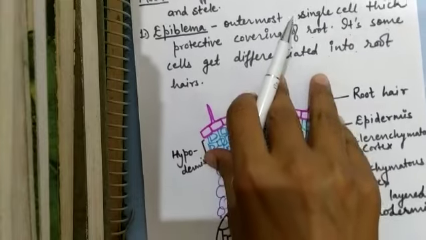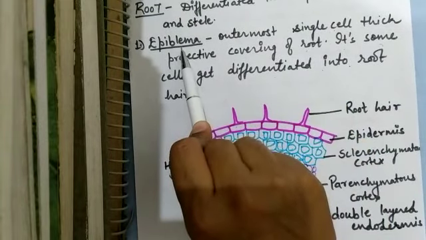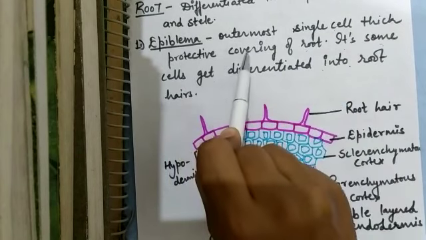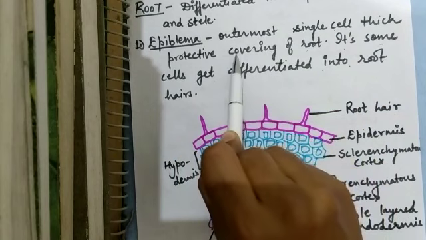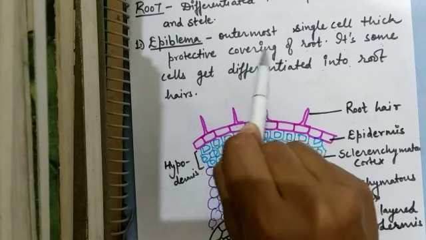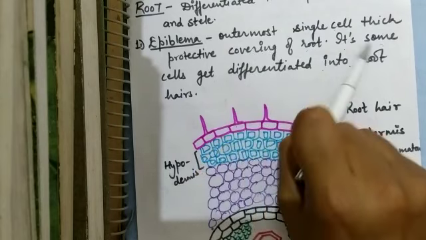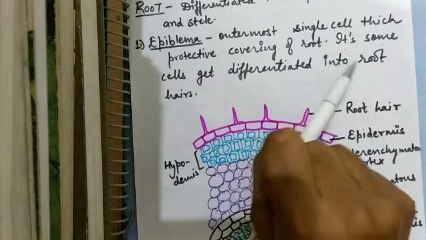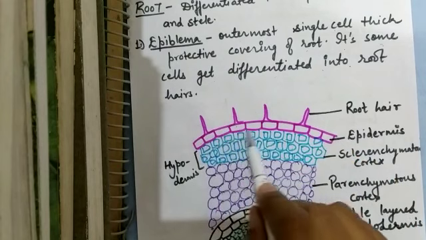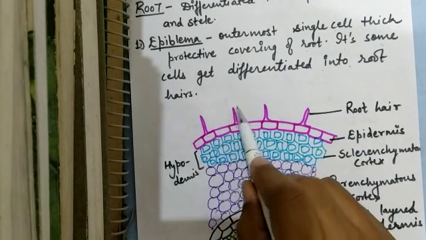The outermost epidermis layer, which is also called epiblema, is a single cell thick protective covering of the root. It protects the root from erosion while it enters the soil particles. Some cells get differentiated into root hairs. Like you can see in this section, some cells of the epidermis get differentiated into root hairs.